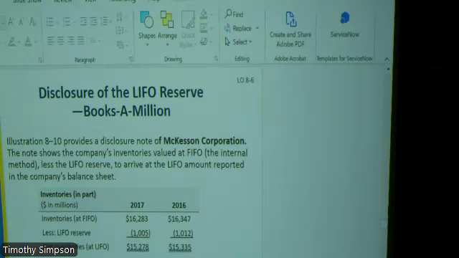So, and I think this is the example that we want to talk about here, and that is we have books a million, all right, and so we have a disclosure note for.